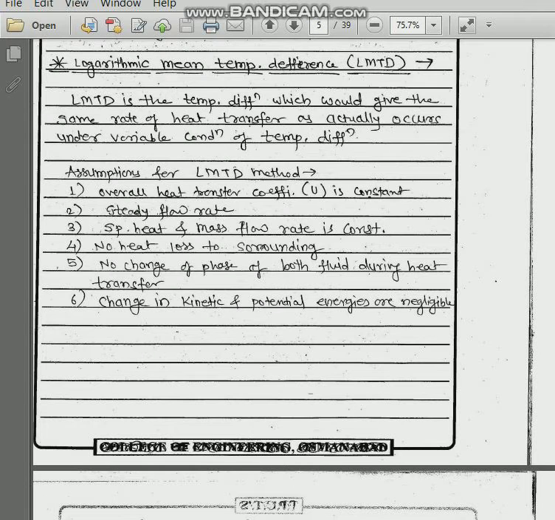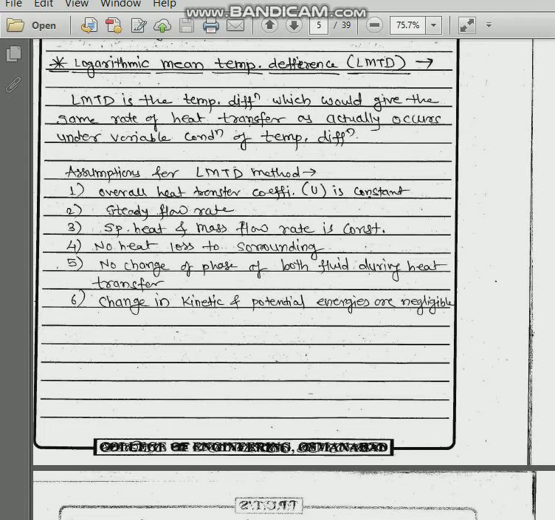LMTD is known as logarithmic mean temperature difference. First we will see the definition. It is the temperature difference which would give the same rate of heat transfer as actually occurs under variable conditions of temperature difference. I know by reading the definition you will not get what is meant by LMTD.